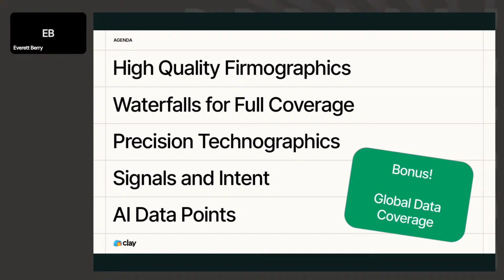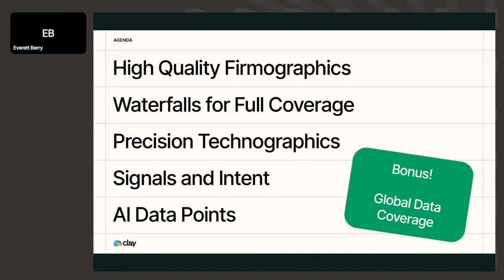So first of all, firmographics, the basic company information, but in many cases, more detailed company information specific to how you sell and what your ICP is, and making sure that's filled in. How waterfalls have impacted the ability of companies to get data quality that is in the 90-95% range with fill rates. How technographics have become increasingly sophisticated and precise.